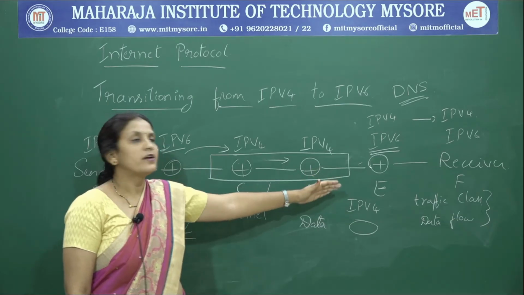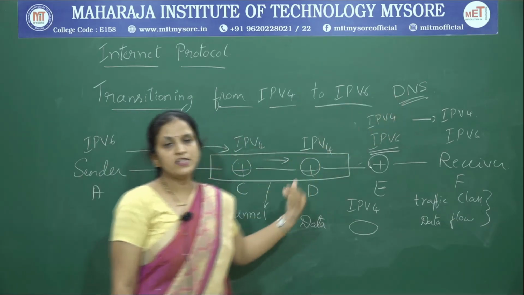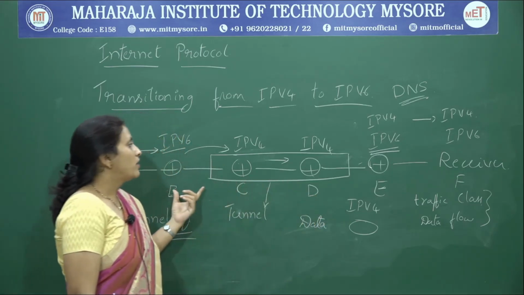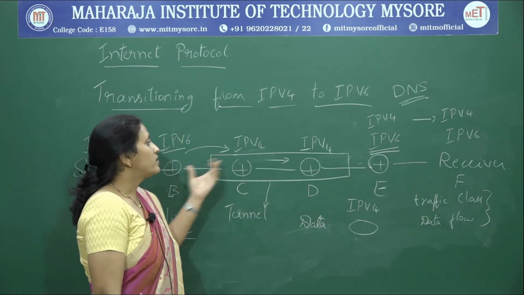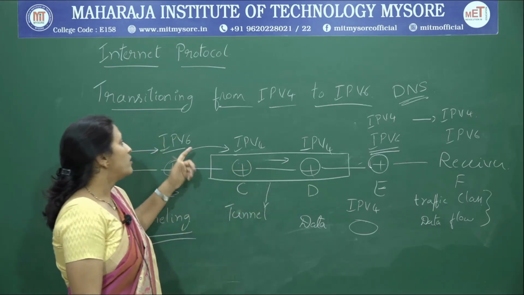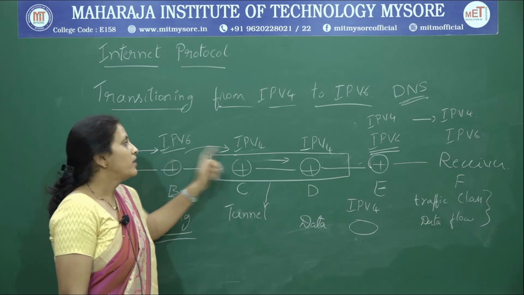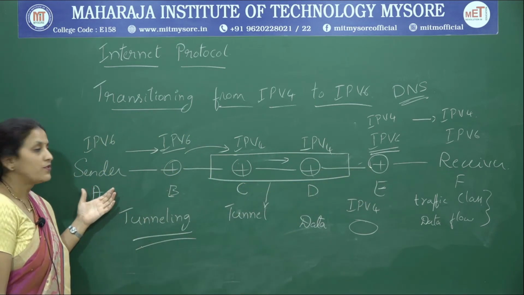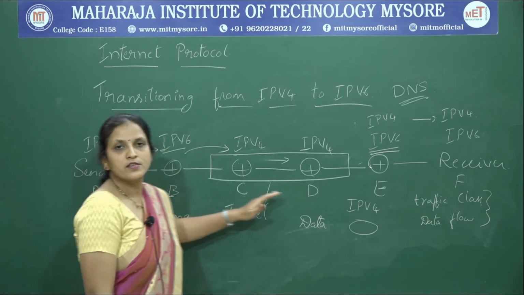So by looking at the IP address that DNS provides us for the next available node in the path, we can make sure whether the next node is IPv4 or IPv6 compatible. Accordingly, the modification of the datagram can be carried out. So this is how the transition happens from IPv4 to IPv6.